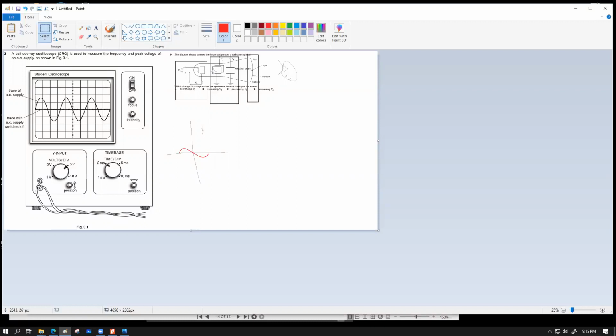CRO can only sense electrical signals. So whatever physical variable that you want to detect in your CRO, you have to give the correct type of translator medium. Yes, the answer to your question is yes.